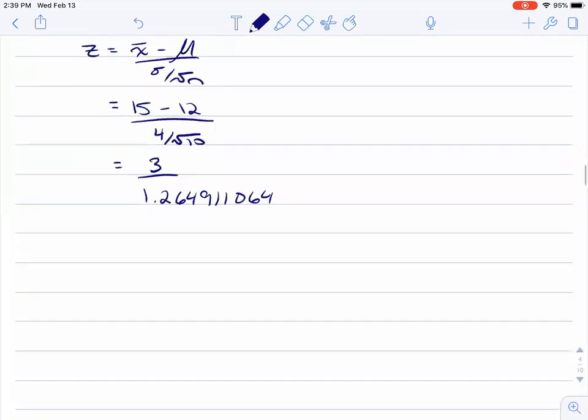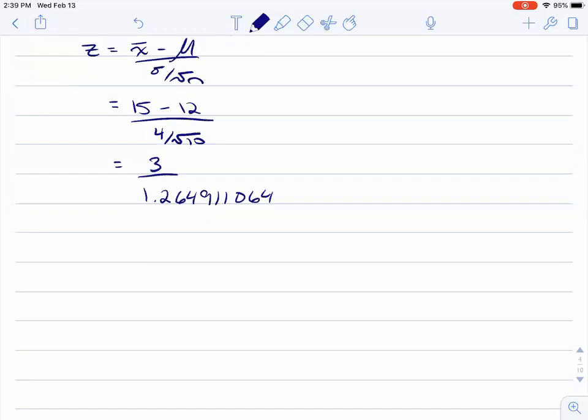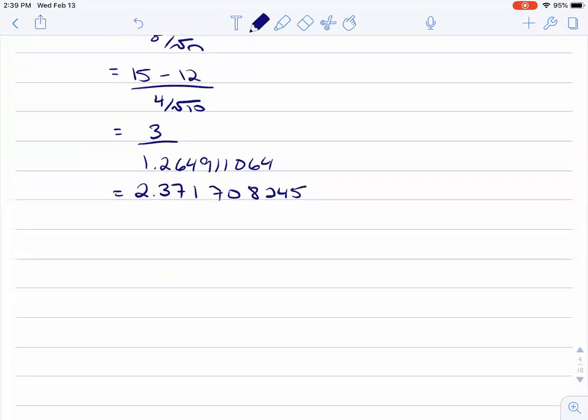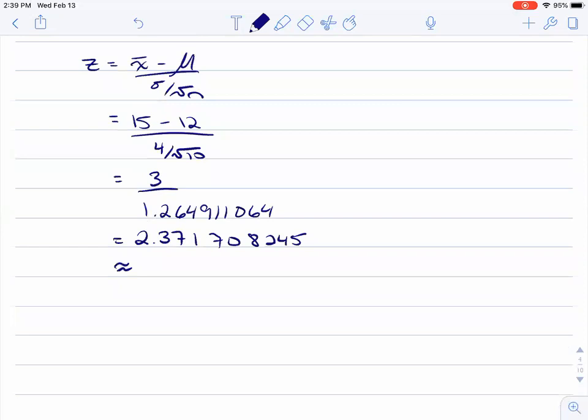1.264911064. So 3 divided by that puts me at 2.371708245. Z has to have 2 decimal places, no more, no less. And so 2.37 is our Z.